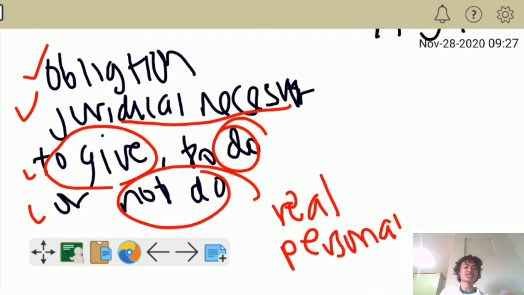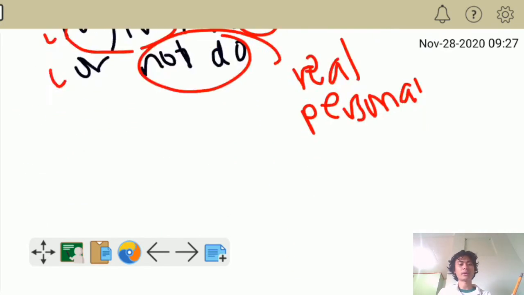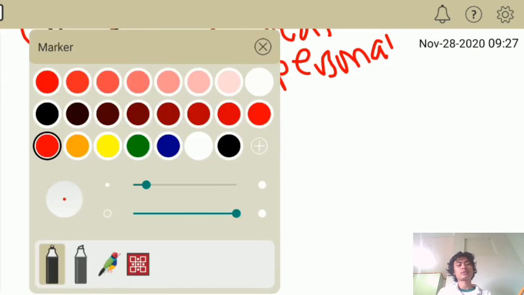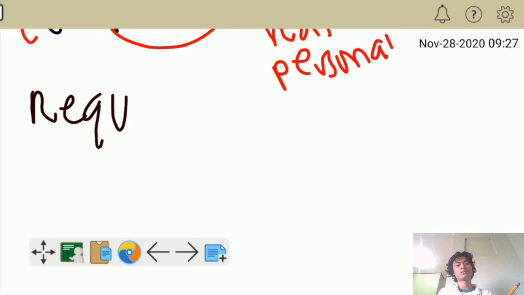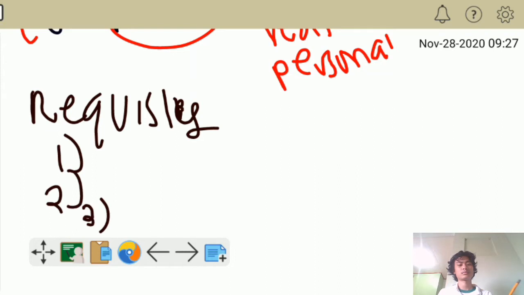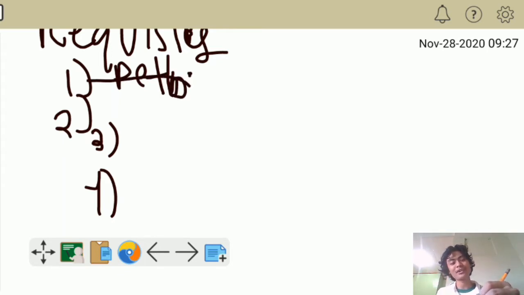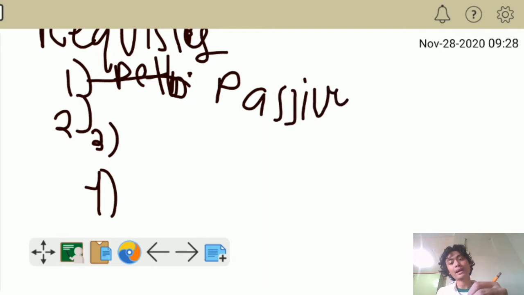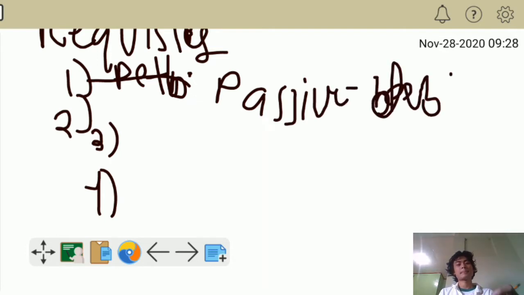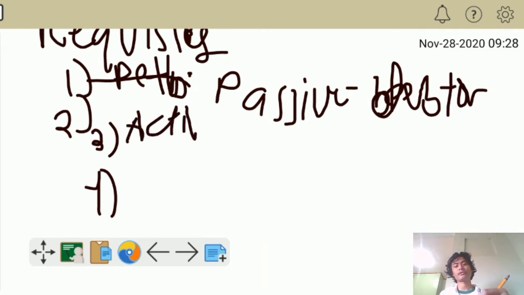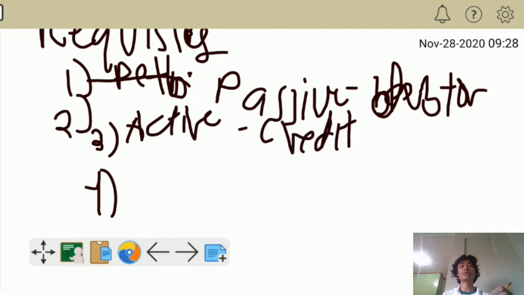So, may requisites tayo for an obligation. At may apat tayong requisites na mahalaga. Number 1 is the passive subject or yung debtor. Siya yung gagawa ng obligation. Ang sunod naman is yung ating active subject. Siya yung tatanggap, siya yung creditor, the one who can demand the fulfillment. Number 3 is the object or prestation. And last is juridical tie.